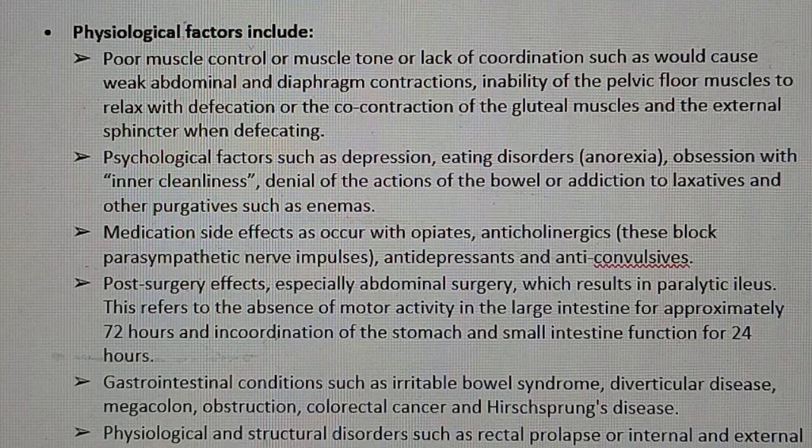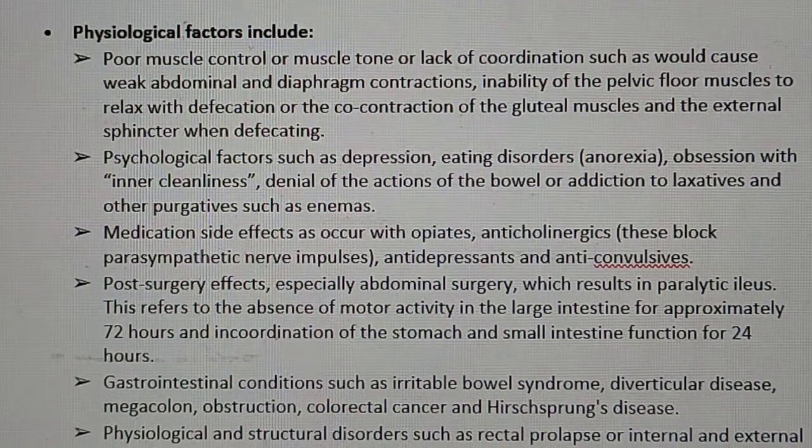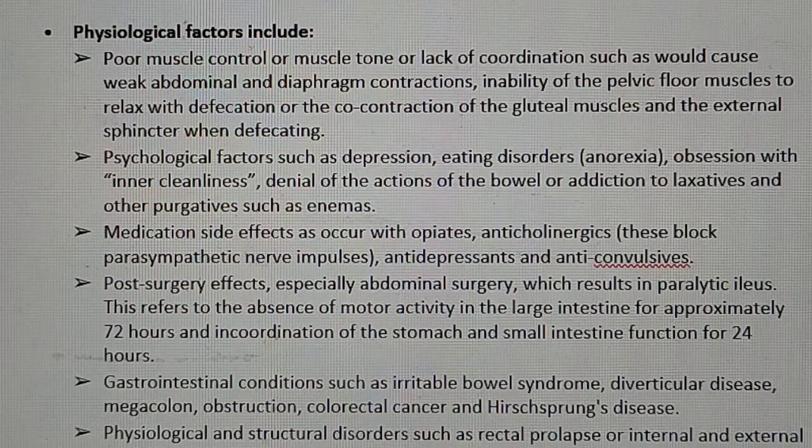Now, psychological factors such as depression. Here you go, guys. Eating disorders, anorexia, obsession with inner cleanliness, denial of the actions of the bowel, or addiction to laxatives and other purgatives such as enemas. Okay, so medication side effects, as occur with opiates, anticholinergics, which block parasympathetic nerve impulses, and antidepressant and anticonvulsant medications. So if you're taking these medications as well, guys, that can cause constipation.